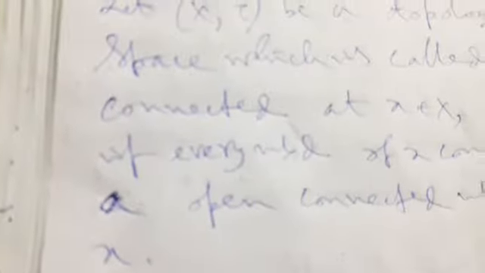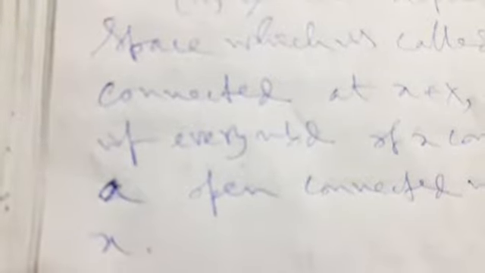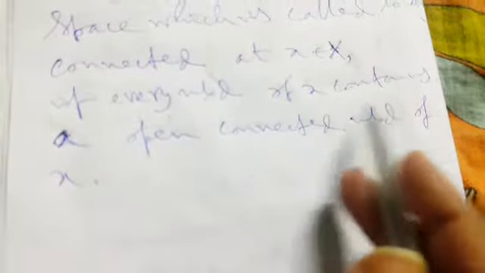Now we have to clear this idea: in these topological spaces, if we consider any arbitrary point in the space X, then we find every NBD of x contains an open connected NBD of x. Let us consider the space as an example to clear the idea.